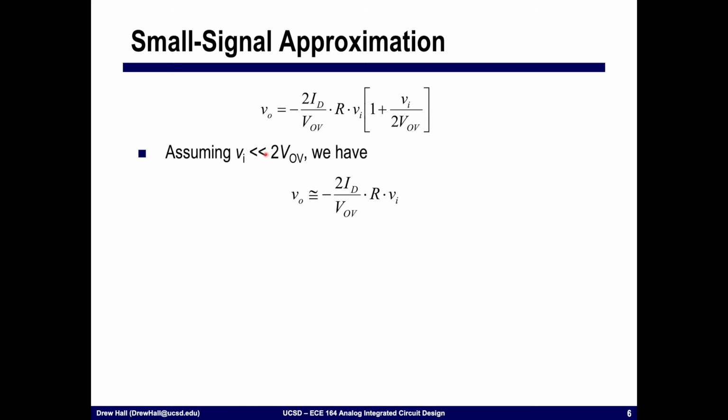Okay? If I have this being a factor of 10, then the output voltage, Vout, is approximately equal to minus 2ID divided by VOV times R times VI. Okay? So this is nice. These are DC bias points. This is set by the circuit, and this is our input voltage. And so now we have a linear relationship between the input voltage and the output voltage.